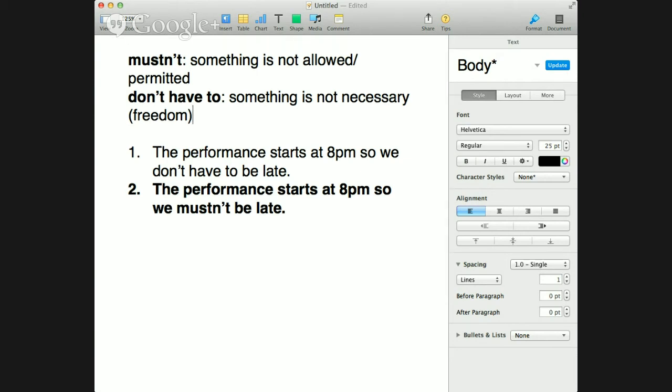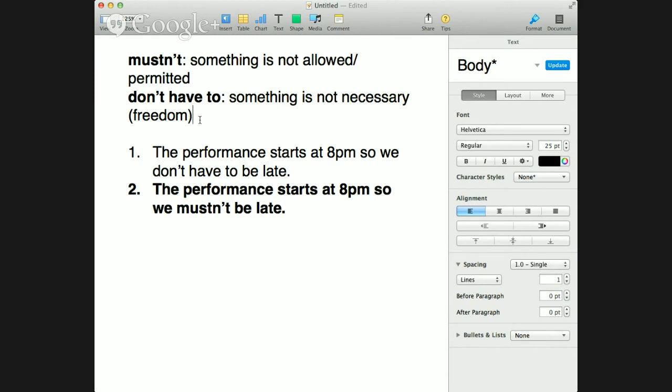Okay, teacher. Let me try to understand. That works like the opposite of when I use must. Yes. Oh, okay, teacher. Thank you.